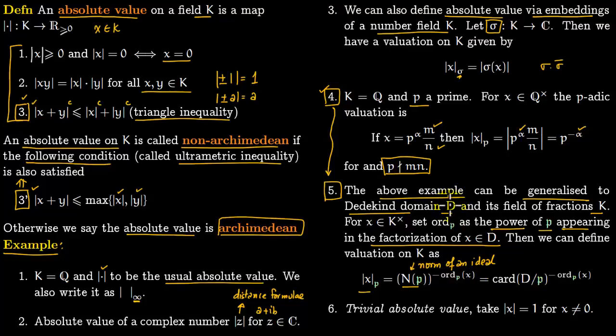So if from your Dedekind domain D you mod out our ideal P, whatever you have left you take its cardinality. So this is a number, some constant, say C, because it's a cardinality. Then you raise this number to the power of minus order_P(x), which is nothing but the power of P appearing in the factorization of x. And finally we can talk about the trivial absolute value. You just take the absolute value of x as 1 for x not equal to 0, and for x equals 0 you always have this statement here.